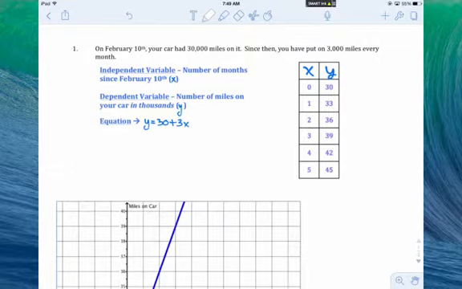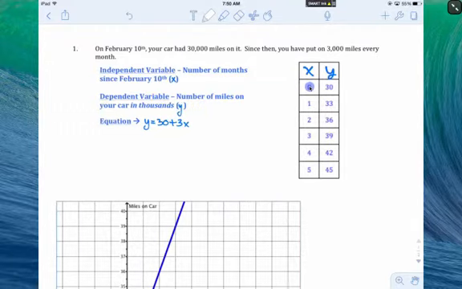So the relationship we're describing for this specific example, and these concepts are going to work for all sorts of different examples, was that on February 10th, our car had 30,000 miles on it, and since then we put on 3,000 miles every month. So over the course of every month, we drive 3,000 miles. So we defined our variables. Our independent variable x would be the number of months since or after February 10th. Our dependent variable y is going to be the number of miles on our car, and we're going to define this to be in thousands.